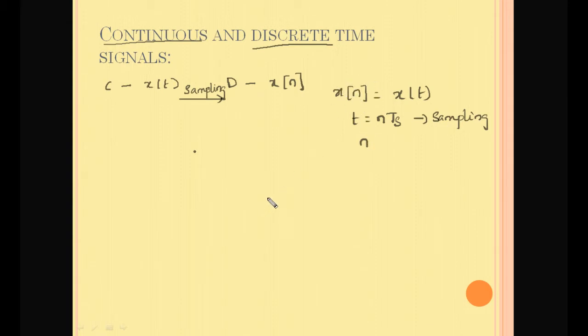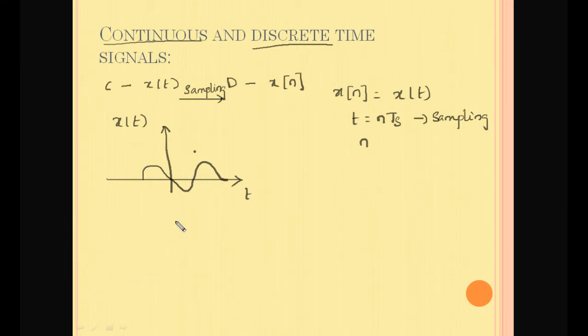Now let us look into the graphical representation of x of t and x of n. To represent a signal x of t, on the x-axis we will consider time, and on the y-axis it is the amplitude x of t. For example, if a signal is defined like this, then it is called a continuous time signal. If you look here, we can find the value of x of t at any instant of time. So it is called a continuous time signal.